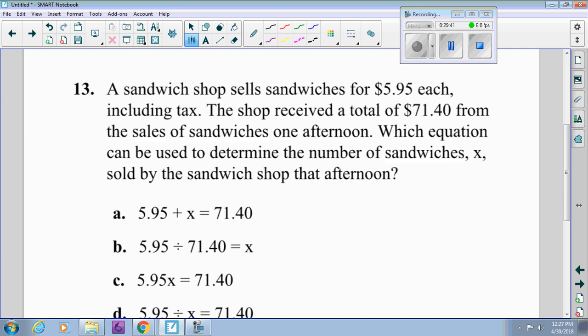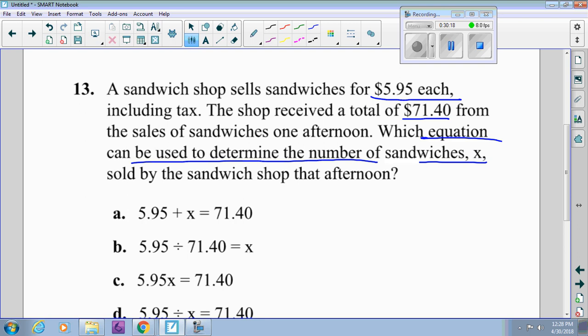Anyway, so the sandwiches are $5.95 each. Seems a little pricey for a sandwich, but you know, you go to McDonald's, it's more than that. The sandwich shop receives a total of $71.40 from the sales of sandwiches. Which equation can be used to determine the number of sandwiches sold? So if you know you made a total amount of money and you made $5.95 each, you're going to divide. So your answer should be 1.